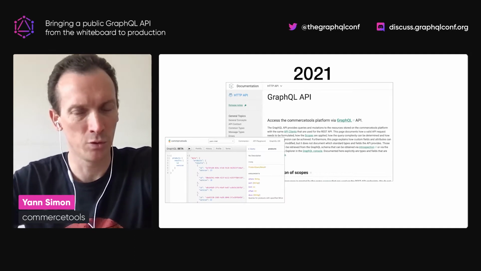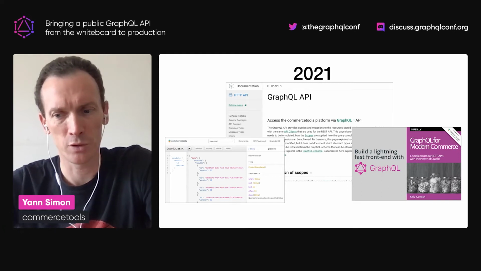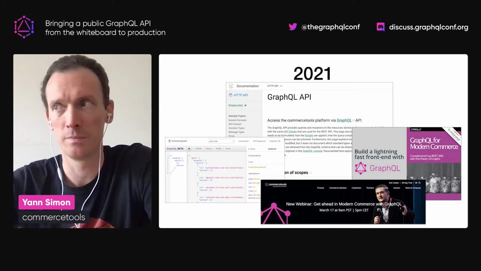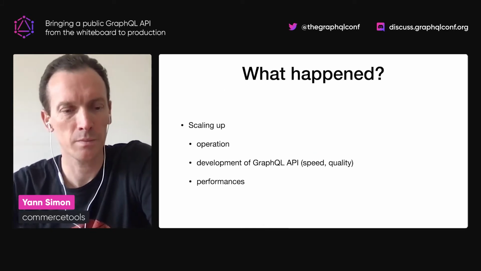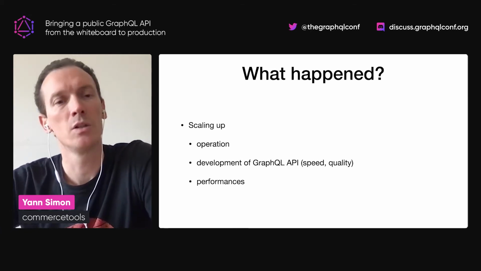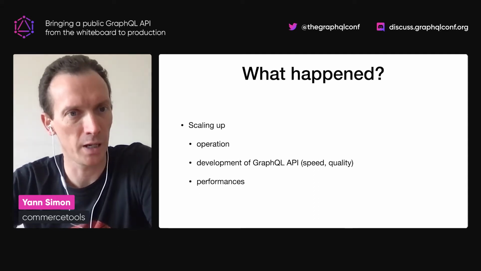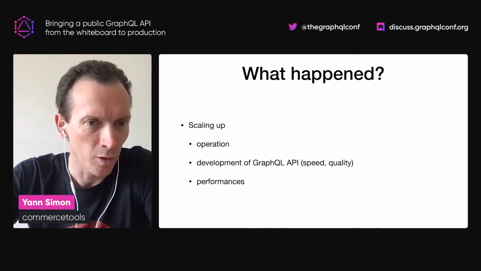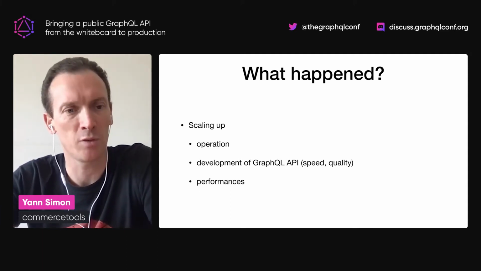We also provide some tools that external developers can use. We also advocate and inform customers about how they can use GraphQL. So what happened in between? As you could see, the traffic of the GraphQL endpoint has increased and we had to scale up. I will look at that from 3 different angles: from the operation perspective, from the development side, and from the performances.